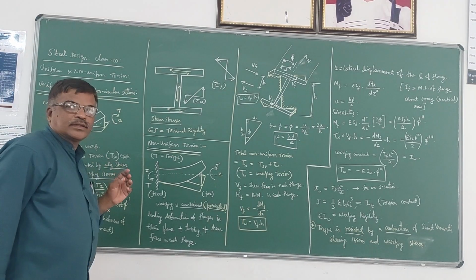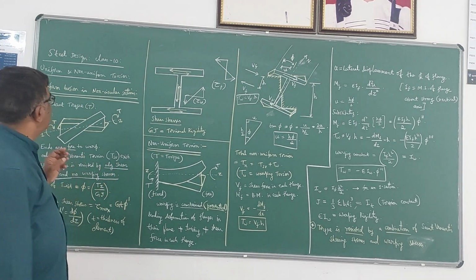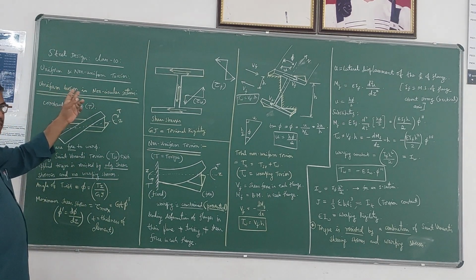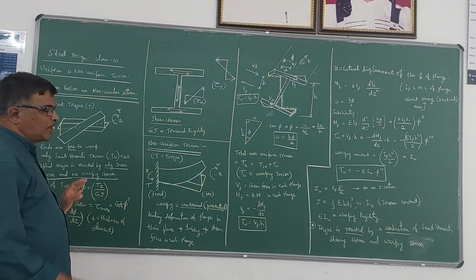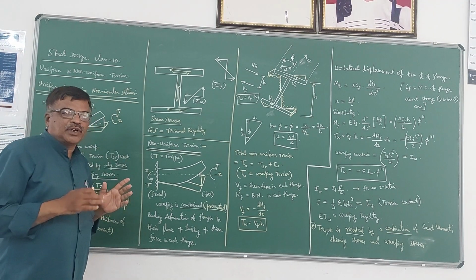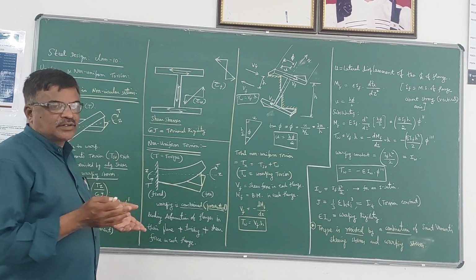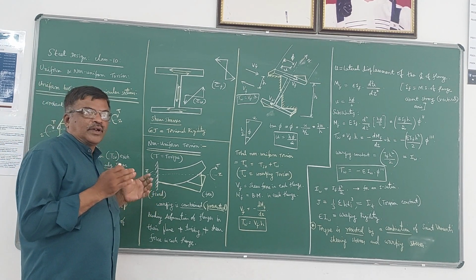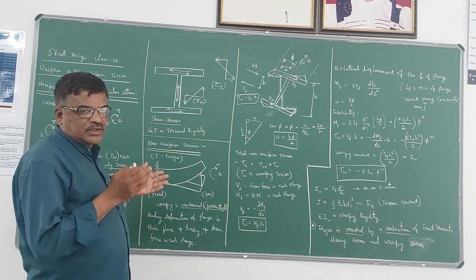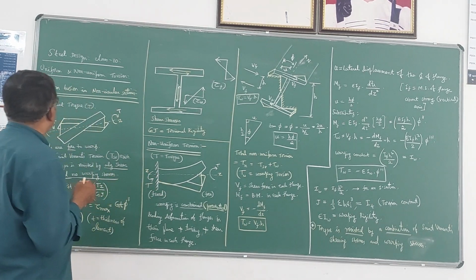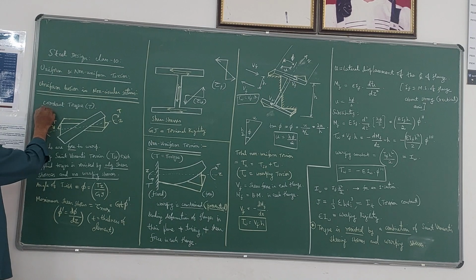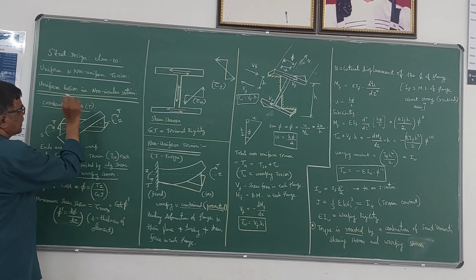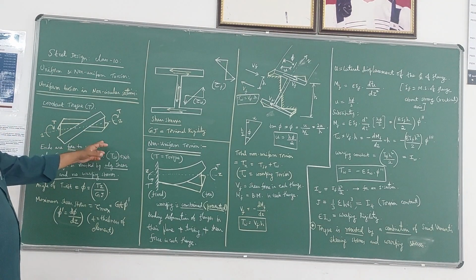So in this class, I will explain the difference between uniform and non-uniform torsion, particularly with regard to non-circular sections, or we can take thin wall sections or I sections, channel sections like that. So in the case of uniform torsion in a non-circular section, let us consider an I section something like this.